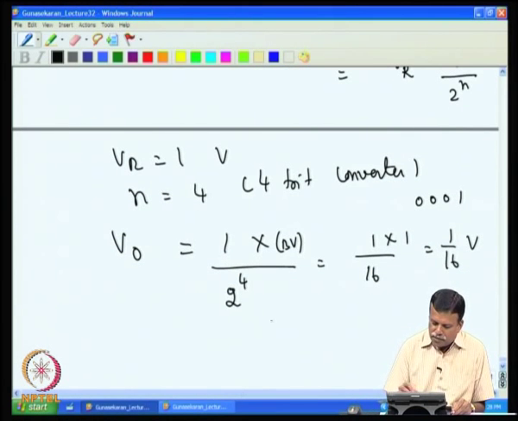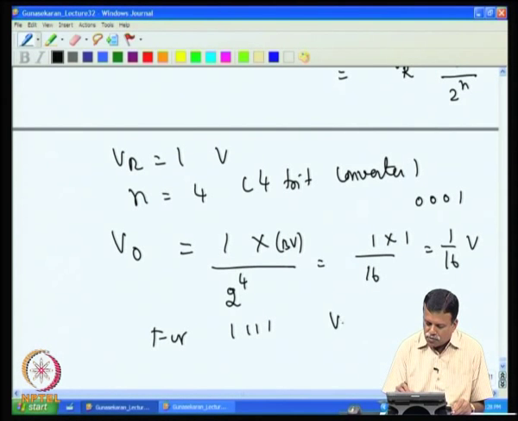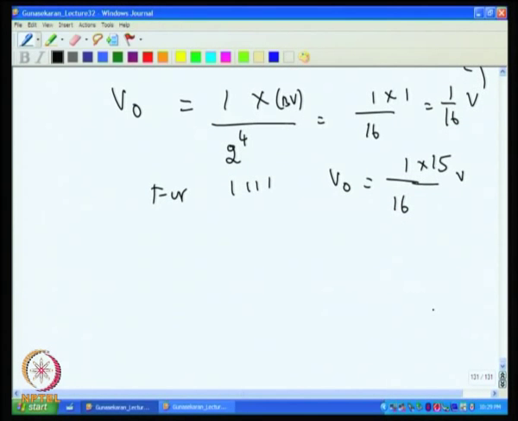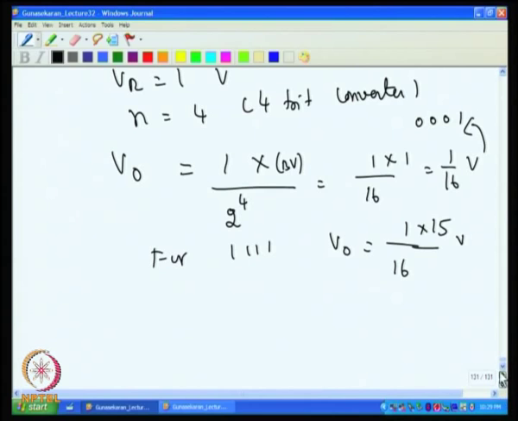Similarly, if all bits are high, 1111, then V0 would be 1 volt divided by 16 into 15. So, 15 by 16 volt will be the output. So, this is what the DAC is doing. The output voltage depends upon the V reference and the number of bits that we are using for the digital input.